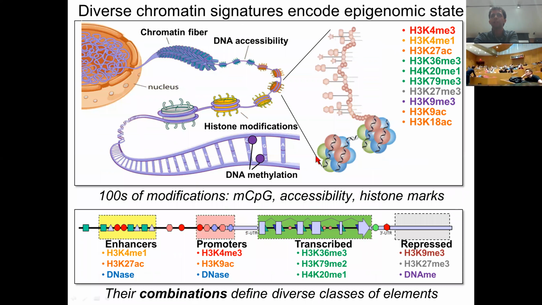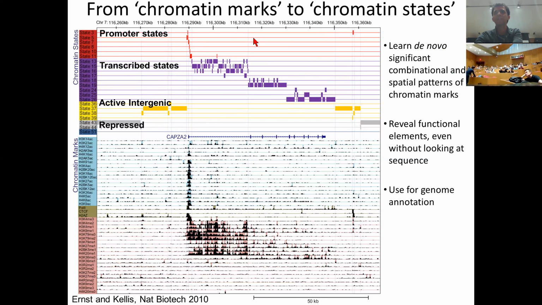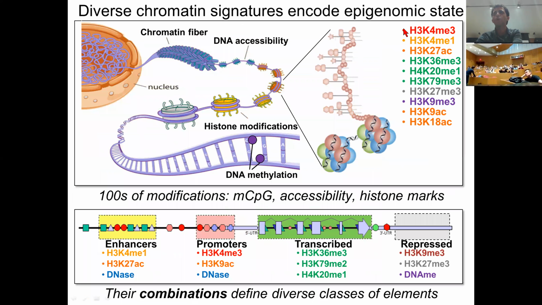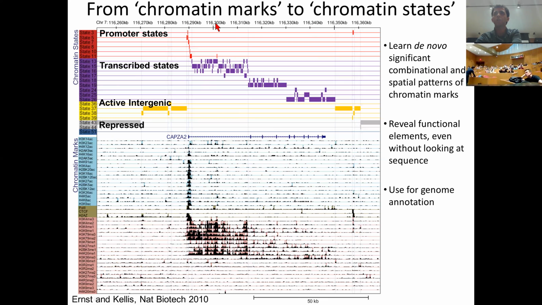So what I can do now is describe a hidden Markov model that allows me to recognize different classes of elements, enhancers, promoters, transcribed, and repressed regions, based on their characteristic combinations of histone modification marks. The hidden Markov model is perfectly suited for this. Basically, there's a set of hidden states, which tell me what is the epigenomic state of the chromatin at that location. And it allows me to translate the observable combinations of individual histone modification marks into a set of interpretable chromatin states.